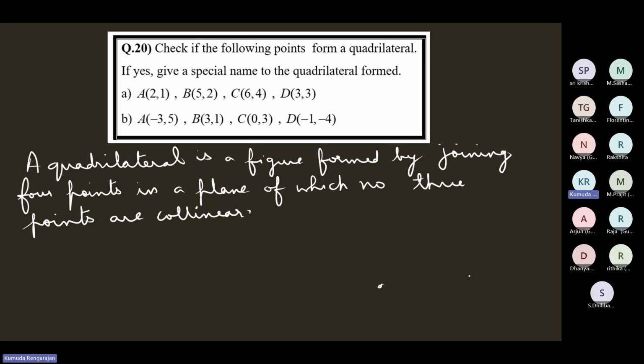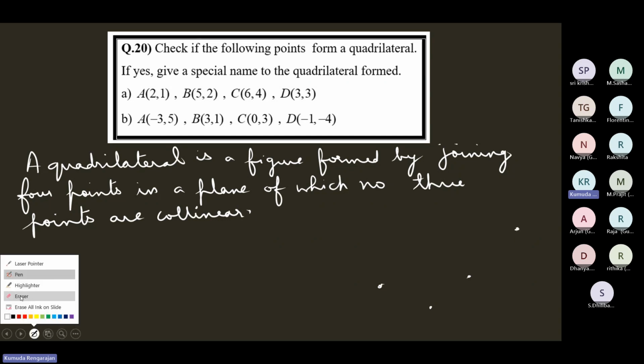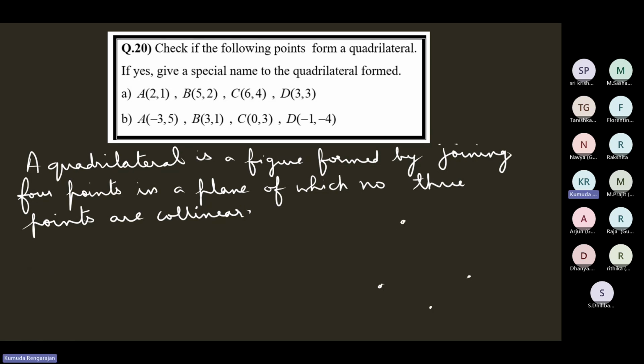So supposing you have points like this. Okay, so we have 4 points and you can see that no 3 points are collinear. So when you connect them in order, children, you should connect it in order. Okay, let me include that. A quadrilateral is a figure formed by joining 4 points in order. You can just write in order in brackets, because you cannot join as we please.